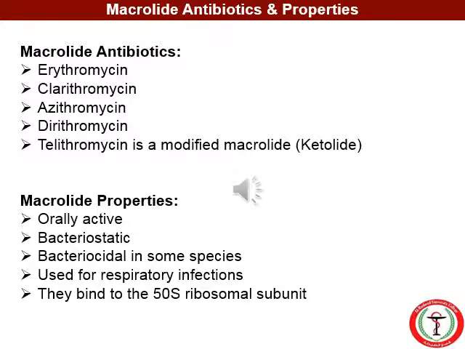Examples of macrolide antibiotics are erythromycin, clarithromycin, and azithromycin, which are the most commonly used in clinical practice. They are orally active, and some of them are bacteriostatic, which prevent the growth of bacteria, and others are bactericidal, which kill the bacteria. These antibiotics are commonly prescribed for respiratory infections and act by inhibiting protein synthesis when they bind to the 50S ribosomal subunit, as I'll explain later in the mechanism of action.